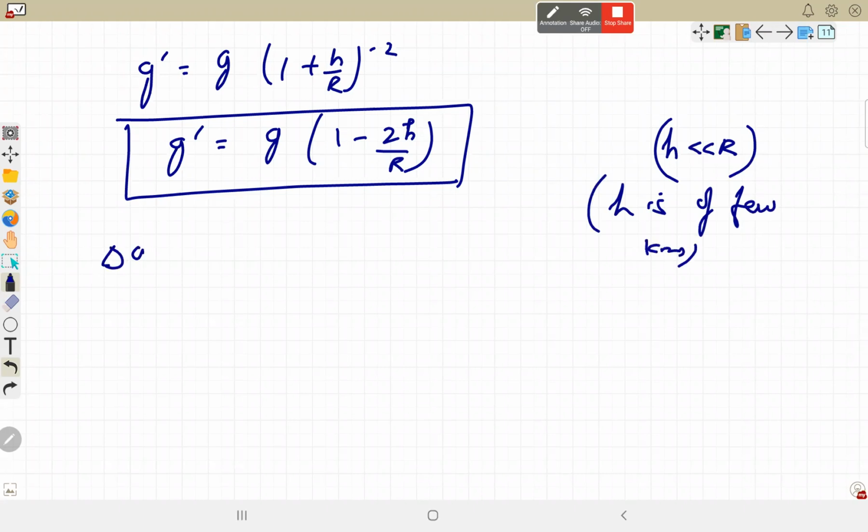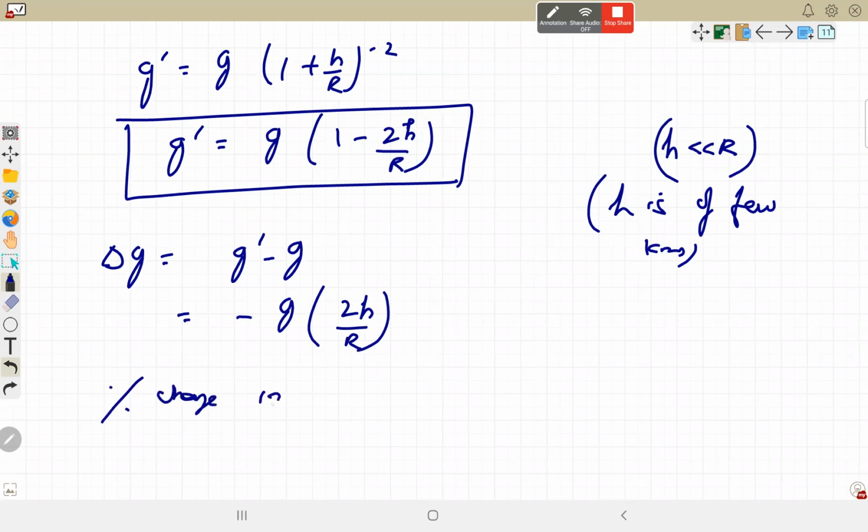The change will come: g dash minus g is equal to minus g into 2h by R. Percentage change in gravity will be minus 2h by R into 100. As we go up, it will be less, so that's why the minus sign is there. Acceleration due to gravity will decrease.